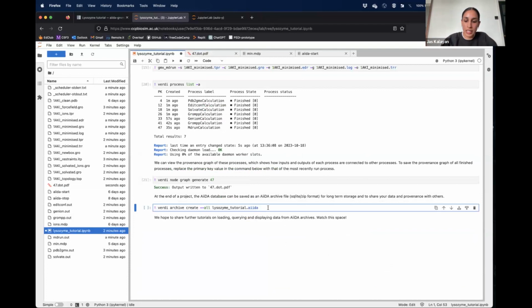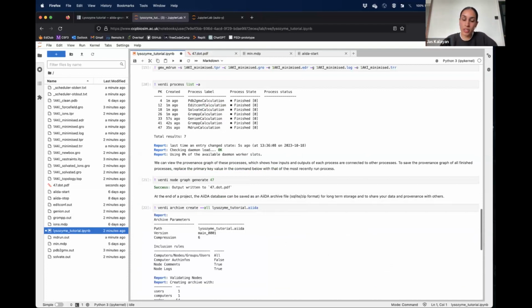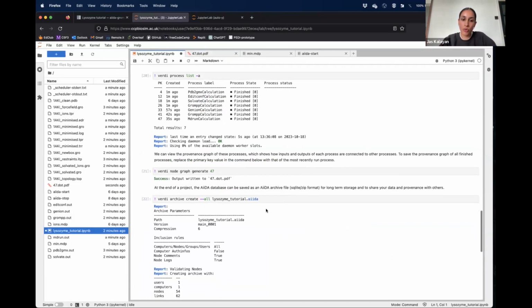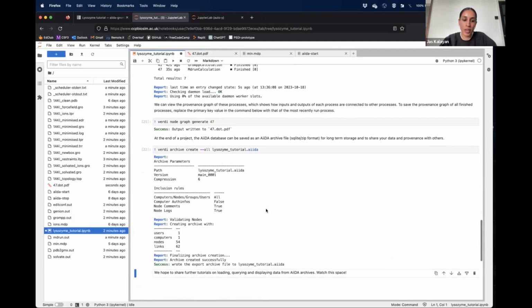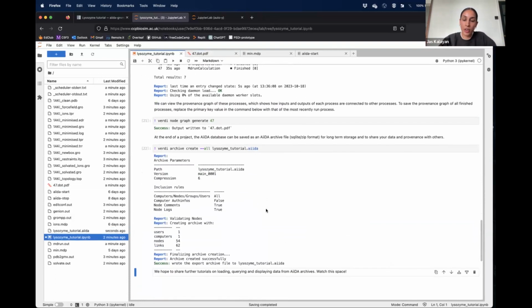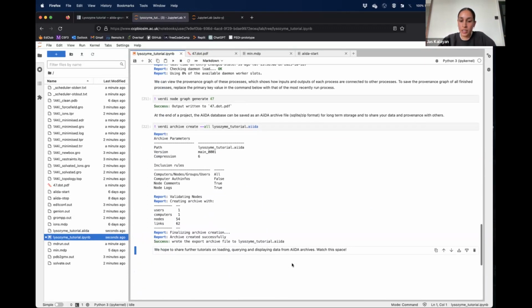And then lastly, you can bundle up all of that provenance into a single AiiDA archive file. This is in the SQLite format, and it's a compressed format. This file can then be shared. We hope to share future tutorials on loading, querying, and displaying the data from these archive files. And in our web interface, we hope to be able to do that online as well.